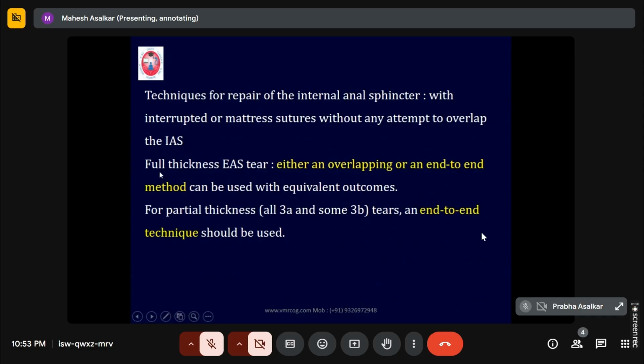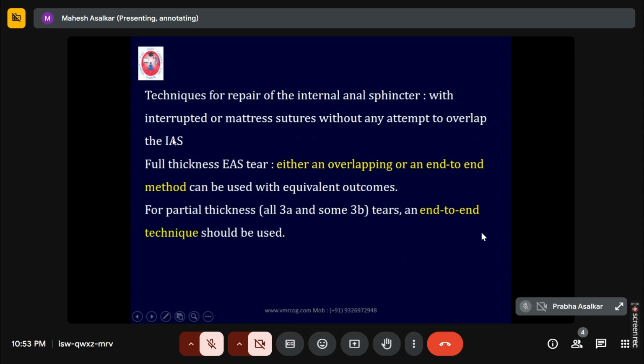Okay. Now, if there is external anal sphincter injury, then you have to see whether it is full thickness or partial thickness. If it is a full thickness external anal sphincter tear, either an overlapping or end-to-end anastomosis method can be used with equivalent outcome. So if you have a full thickness injury, you can do either overlapping or end to end. But if it is a partial thickness, that is 3A or 3B tears, then only the end to end technique is advised. So partial thickness, go for end to end. Full thickness, you can go for end to end as well as overlapping.